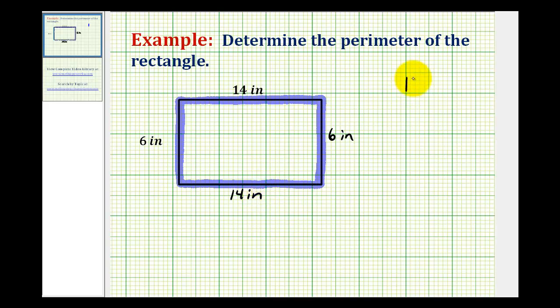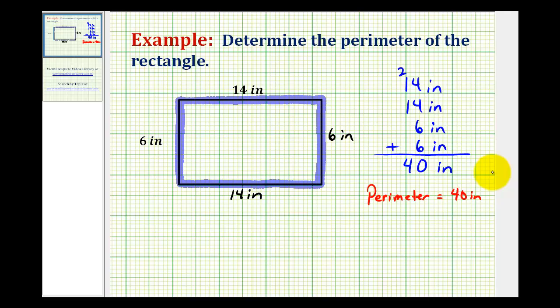So we'd have 14 inches plus 14 inches plus 6 inches plus 6 inches. And notice how I lined up the place values, and now we can add. 4 plus 4 is 8, plus 6 is 14, plus 6 is 20. So we have a 0 in the ones place value, we carry a 2 to the tens. 2 plus 1 would be 4. So the perimeter of this rectangle is 40 inches.